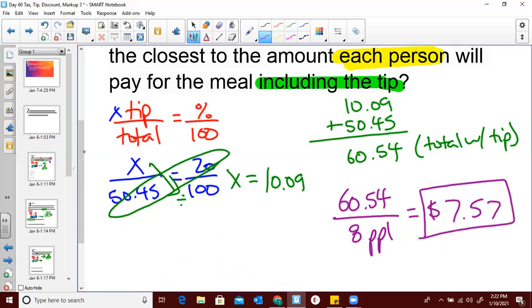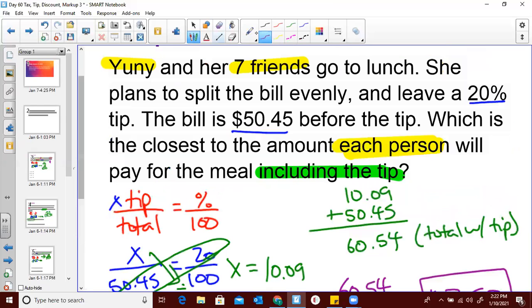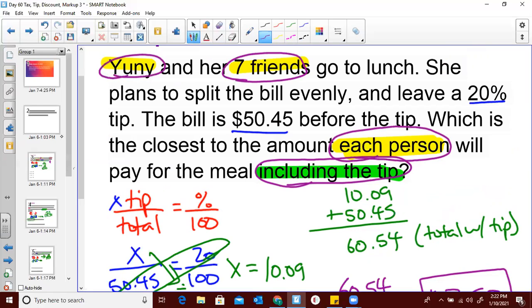All right, so with this question, you had to really look at if we were including the tip or just looking for the tip. And then we had to figure out what each person was going to chip in on this bill equally. So we had to figure out how many people we were going to split the bill between.